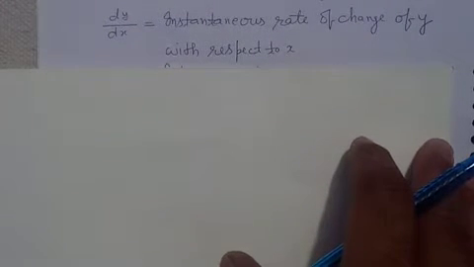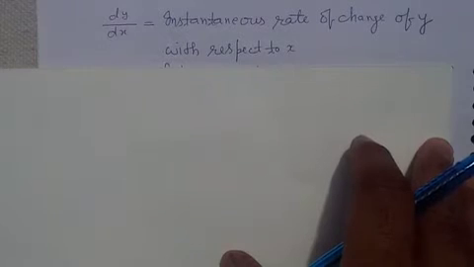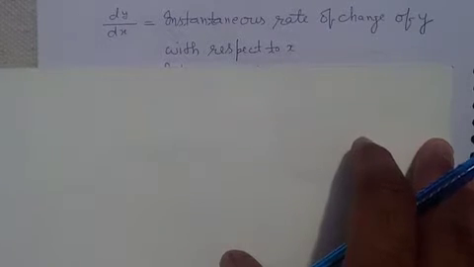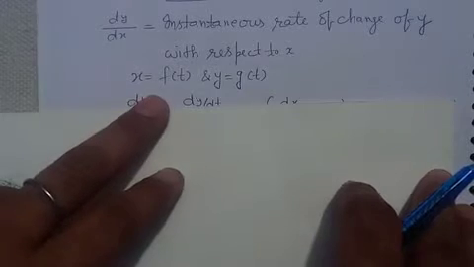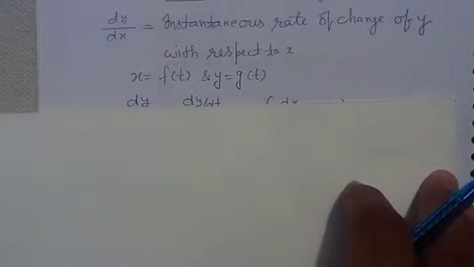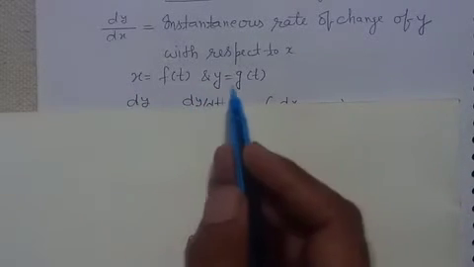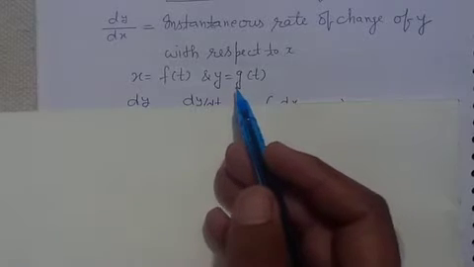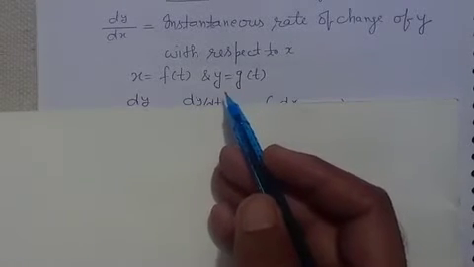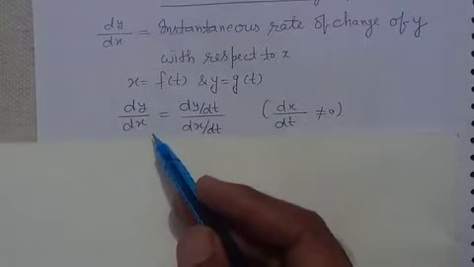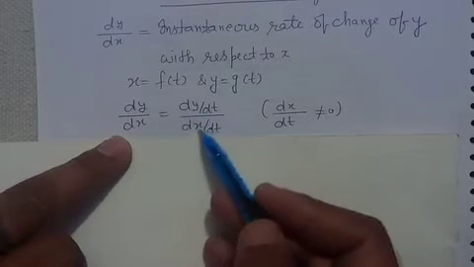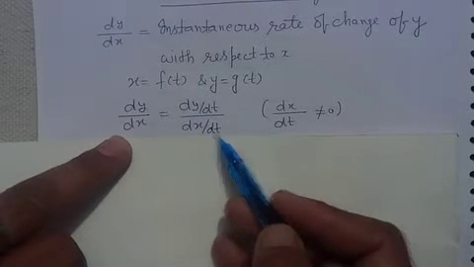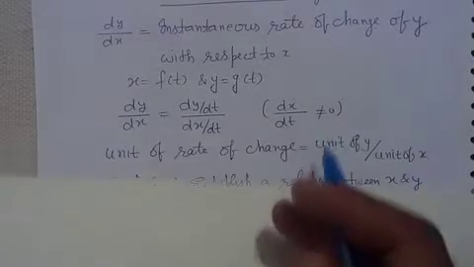Instantaneous means rate of change at a particular instant, at a particular moment. Suppose x equals f(t) and y equals g(t). It means if x is a function of t and y is a function of t, that is, if x and y are in parametric form, then we can calculate dy upon dx in the following way. dy upon dx equals dy upon dt divided by dx upon dt, provided the denominator is non-zero.